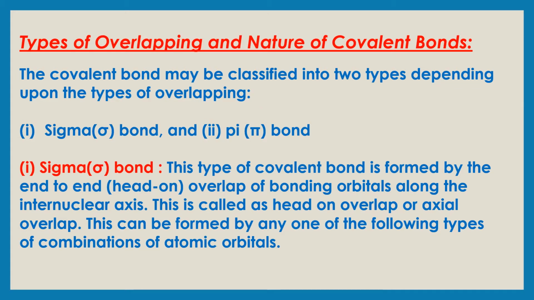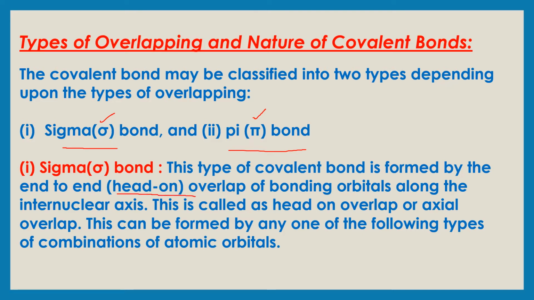Now, types of overlap and nature of covalent bond. Something very important. I mentioned in the previous slide something called sigma and pi bond, so let me give you the details of it here. The two types of covalent bonds are sigma and pi. These are the symbols and the terms used for them. What is a sigma bond? A sigma bond is always formed by head-on overlap.